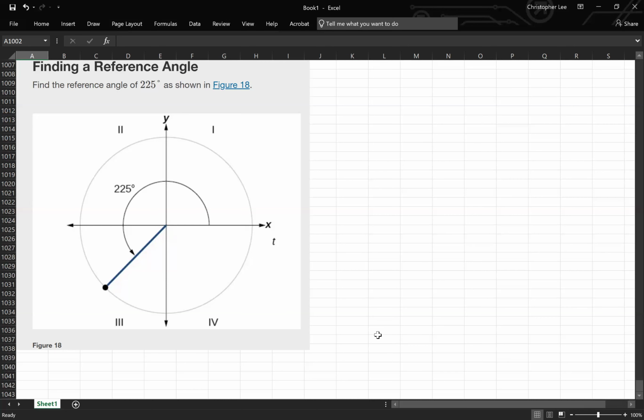One simple way is to just take 180 and subtract it from 225. Let's do that. All right, 180 from 225. So what is this? This is 45.